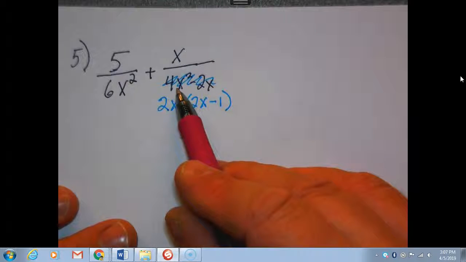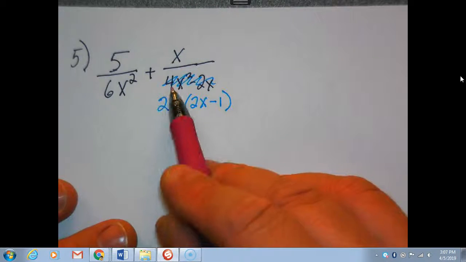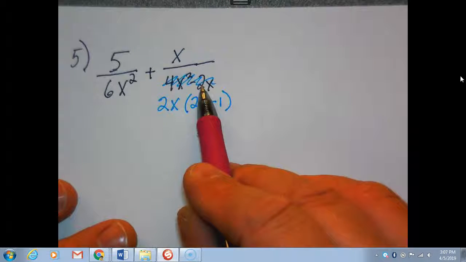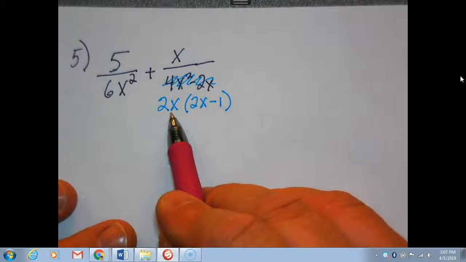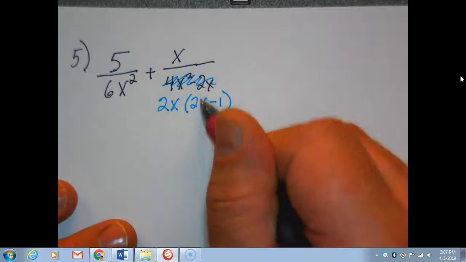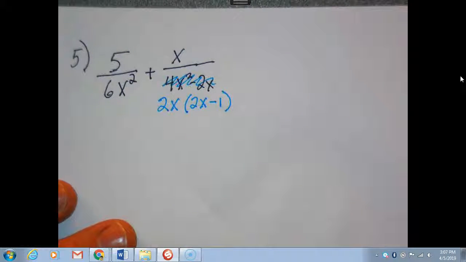I factored out the common factor. Each one of these I can take out a 2. I can take out a 2 from the 4 and the 2. And I can take out one of the x's, right? This one has 1x, this has 2 x's. So I took out one of them. If you were to distribute this, you would get 4x squared minus 2x. I just undid distribution. Okay?